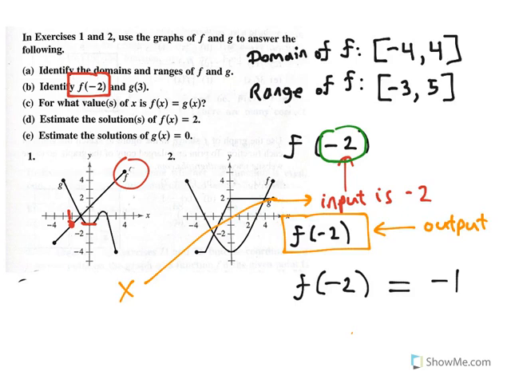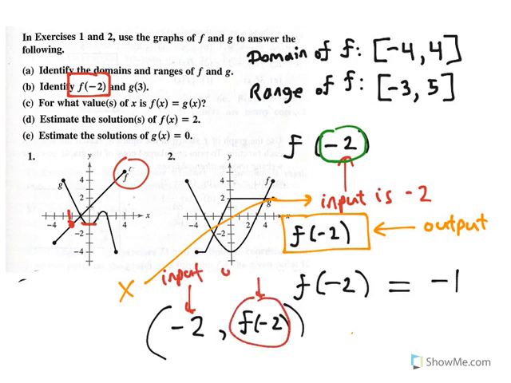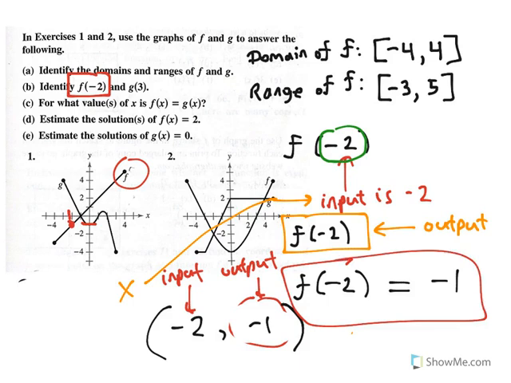You can write an ordered pair. You can write -2 comma f of -2. That would be input and output. But of course, what is f of -2? F of -2 is -1. So to answer the question, this is what you would have. F of -2 is -1.